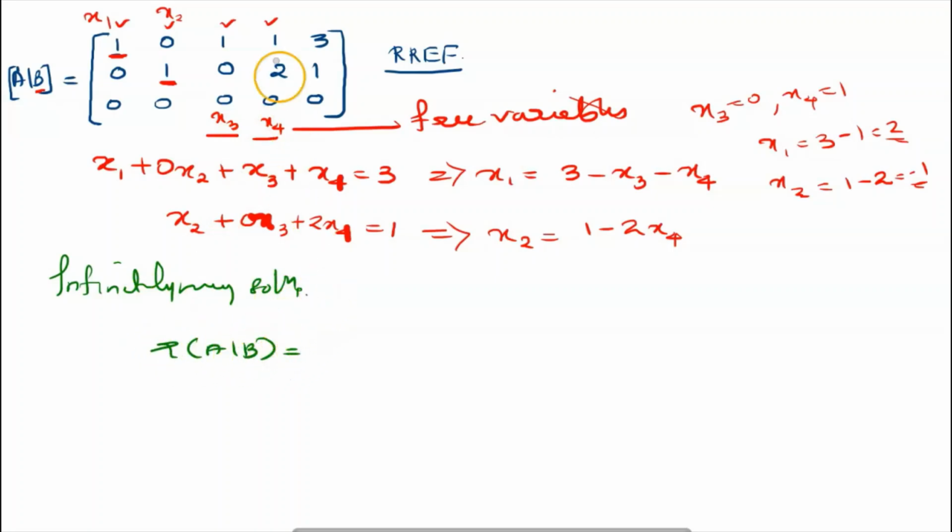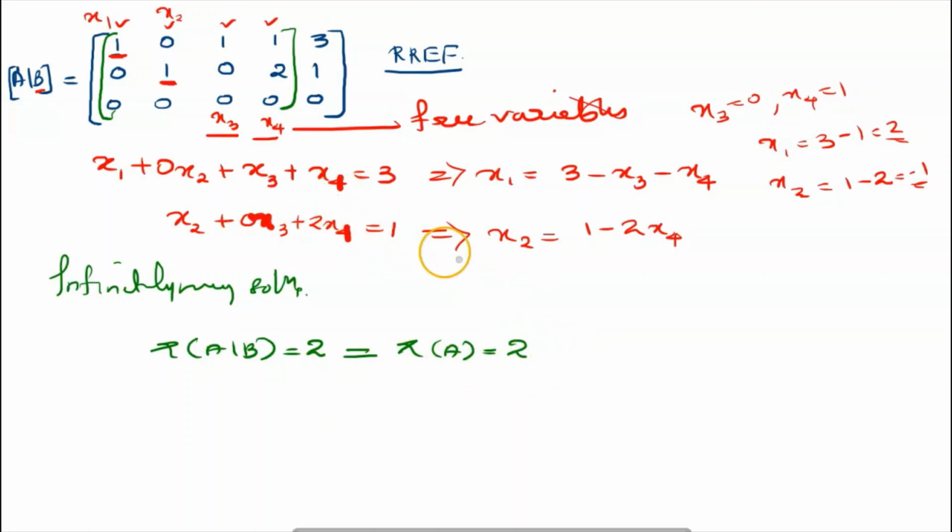Let's check the rank of the augmented matrix. What is the rank of the augmented matrix? This is in reduced form, so the rank of this matrix is 1, 2. The last row is 0, so only two non-zero rows. What is the rank of A? Rank of A means removing the last column and considering the other part. This is the reduced form of A, so the number of non-zero rows is again 2. So rank of AB and rank of A are equal, and this is equal to 2.